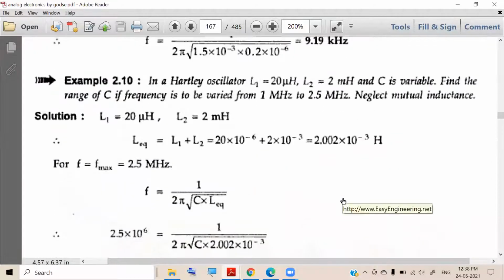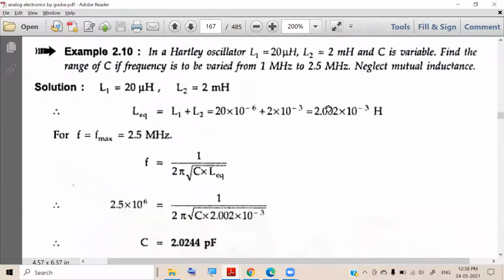Okay, we have a variable capacitor, right? And they are asking what should be the range of that variable capacitor to generate a frequency of 1 megahertz to 2.5 megahertz. Or if you want the frequency to change from 1 megahertz to 2.5 megahertz, the capacitor you should change from which value to which value. Okay.